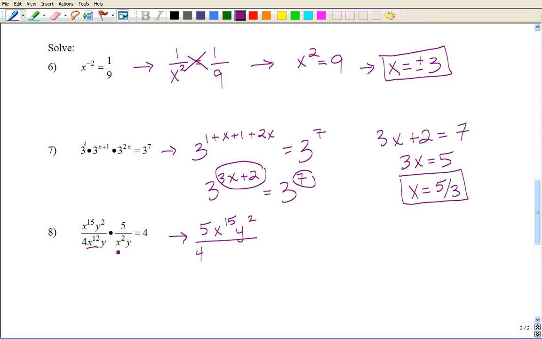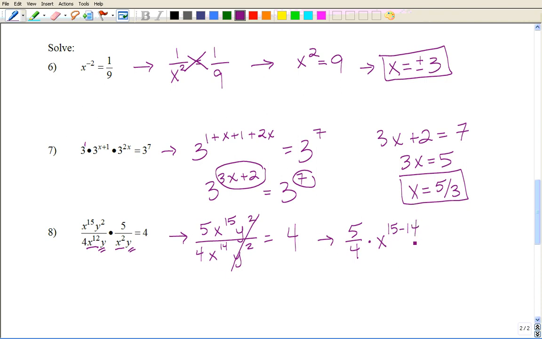So this x to the power of 12 times x squared, when I multiply like bases, I add exponents, so I have x to the 14th. And then this y times this y is y squared. So I have equals 4. Well, y squared divided by y squared is just 1, so those will cancel each other out. But this x to the 15th divided by x to the 14th. Remember, whenever I divide like bases, I subtract the exponents. So really what I have here is 5 over 4 times x to the 15 minus 14.